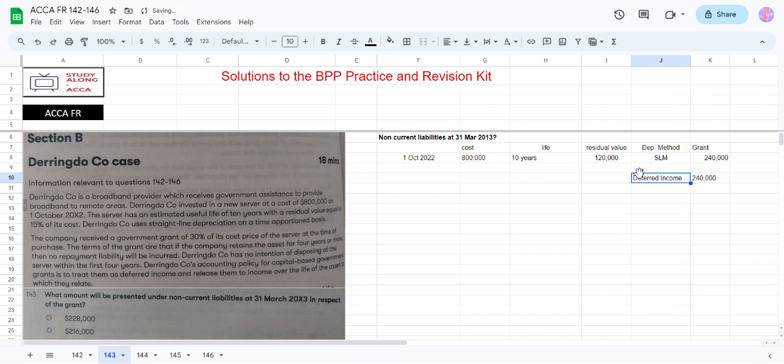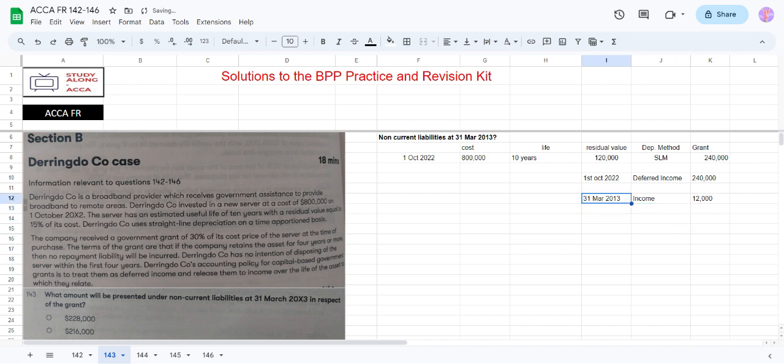When they received the grant on 1st October 2022, they treated it as deferred income, so it is in the liability section. Then on 31st March 13, they will recognize income over the useful life of 10 years, but we have a 6 month period in this year only, so we'll divide it further by 2. So 12,000 they will recognize as income to P&L.